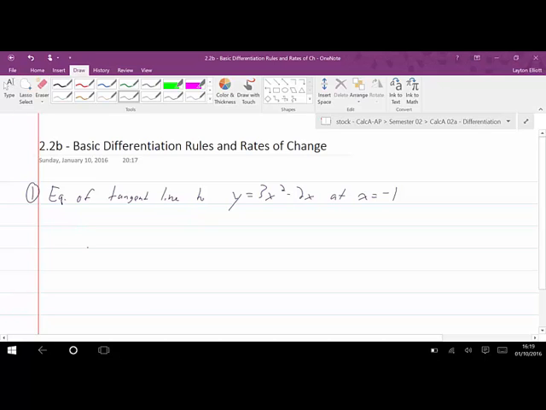we're going to want to put it in slope-intercept form. My first step, when I see tangent line, is to understand that I really want its derivative. So I know that y prime would be 6x minus 2 if I use the power rule.